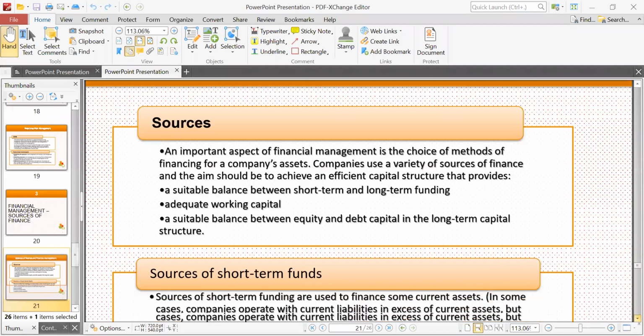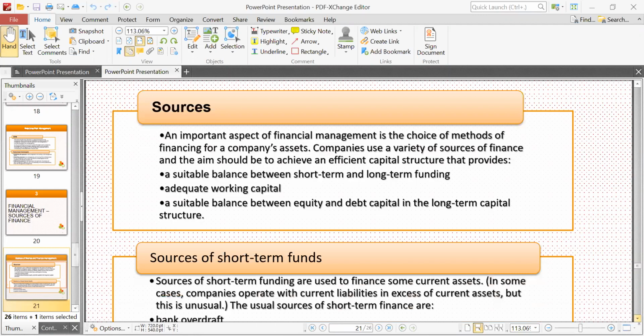So let's look at sources of finance, right? An important aspect of financial management is the choice of methods that are used to finance a company's assets. Companies use a variety of sources of finance, and the aim should be to achieve an efficient capital structure that provides all these things here, right?